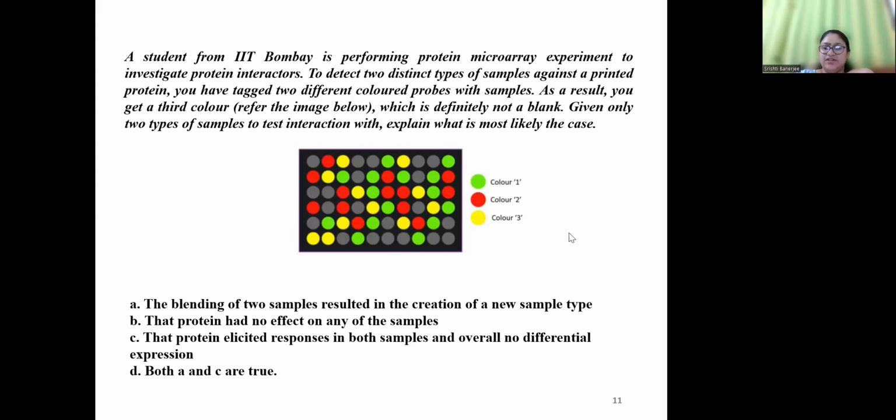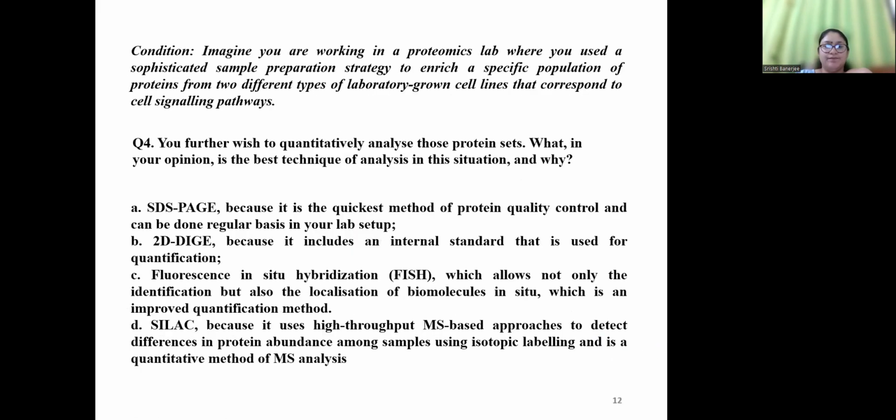So let's go to the next question. Now let's discuss this. Imagine you are working in a proteomics lab where you use a sophisticated sample preparation strategy to enrich a specific population of proteins from two different types of lab-grown cell lines that correspond to cell signaling pathway. Now, I have to quantify and analyze these protein cells. What method can I use? Read the question once again, then we'll discuss.